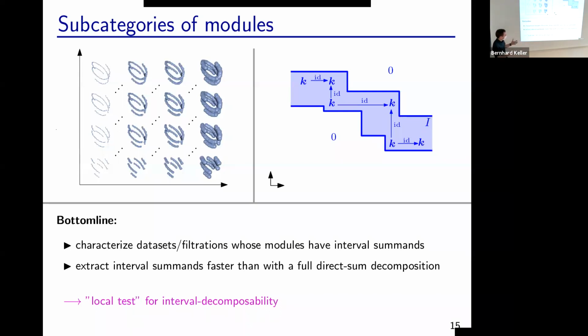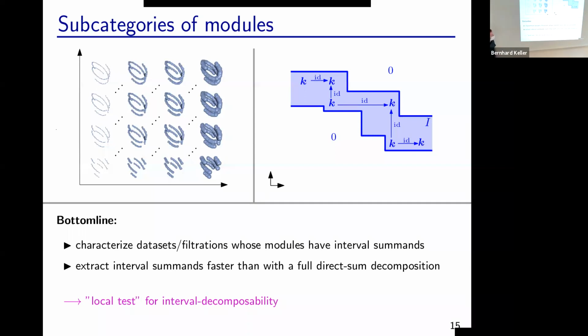In particular, the summands that we're interested in are the interval summands. Maybe there are all sorts of summands that happen, but maybe also some interval summands, and maybe these are the ones that carry the signal. So how would we detect them? How could we compute them without decomposing entirely the model?